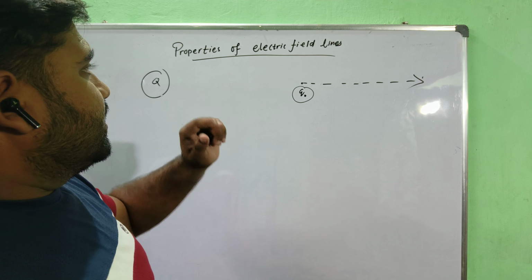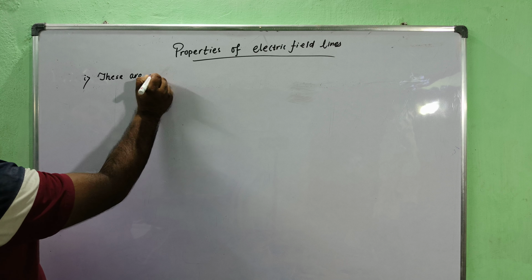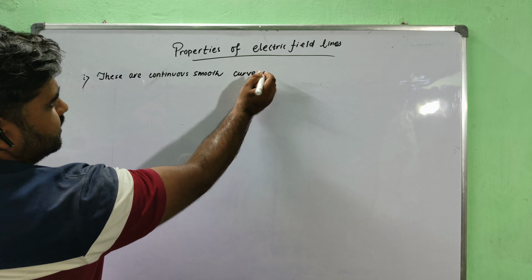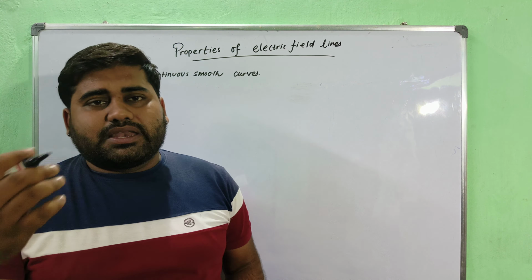What is the first property? These are continuous smooth curves. Curves cover everything, even if it is a straight line or a spiral line, anything like that. Curves cover every type. So these are continuous smooth curves.